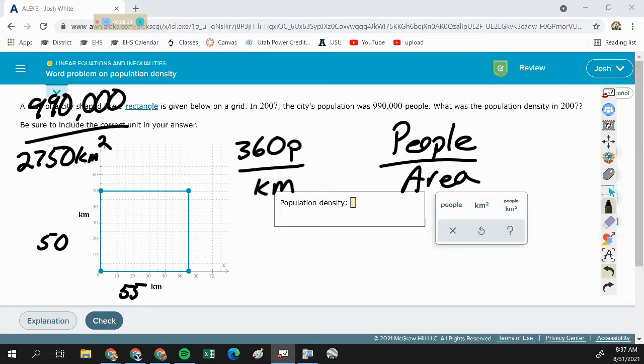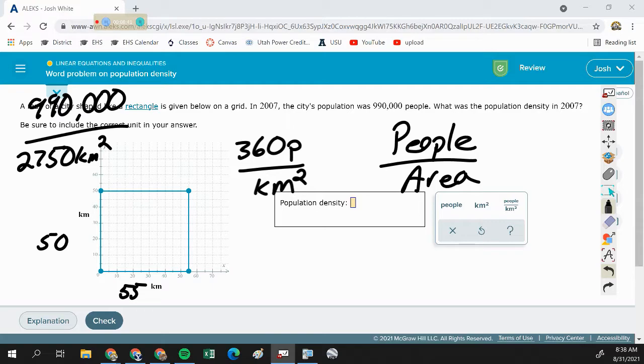Oh, kilometer squared. Is that a lot? 360 people per kilometer squared? If it was in miles, it'd be easier for me to figure out. It's probably pretty dense. More dense than Castledale, I would imagine. Okay, does that mean that every square kilometer has 360 people in it?